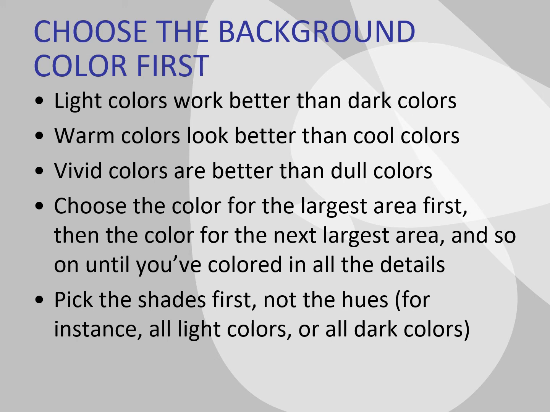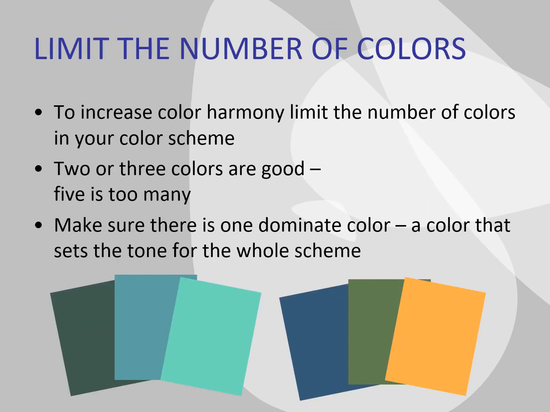Choose your color for the largest area first, and it can simply be black or white. You don't have to have a background color, but if you choose to have a background color, choose that biggest area first, and then choose the complementary color or colors for that. So pick the shades first. For instance, use all light colors or all dark colors, and then pick the hues, which is the actual tint of the color.